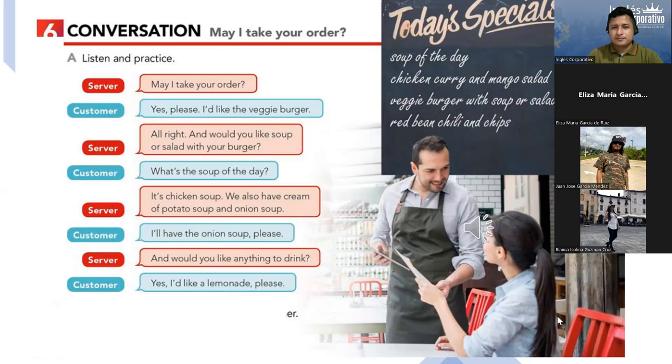Okay. May I take your order? Yes, please. I'd like the veggie burger. All right. Would you like soup or salad with your burger? What's the soup of the day? It's chicken soup. We also have cream of potato soup and onion soup. I'll have the onion soup, please. Would you like anything to drink? Yes, I'd like a lemonade, please.